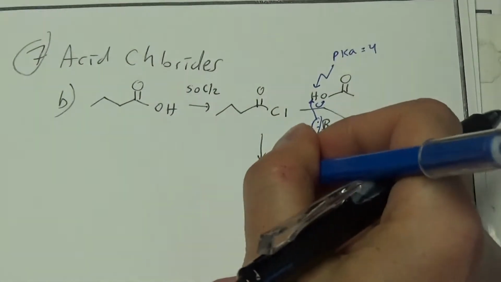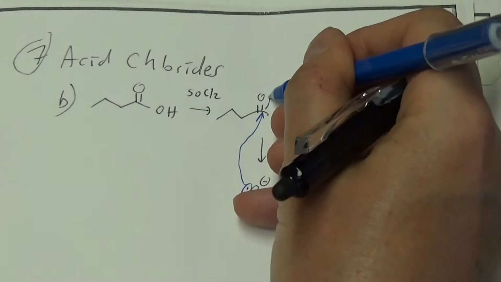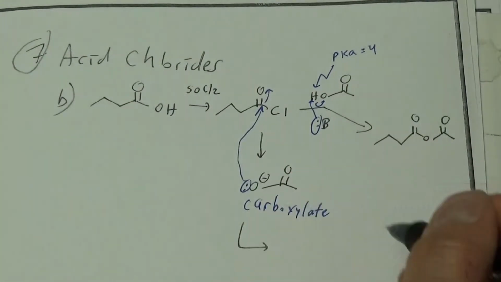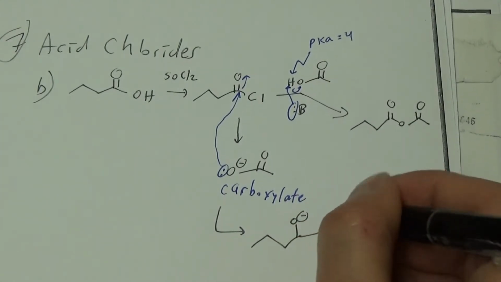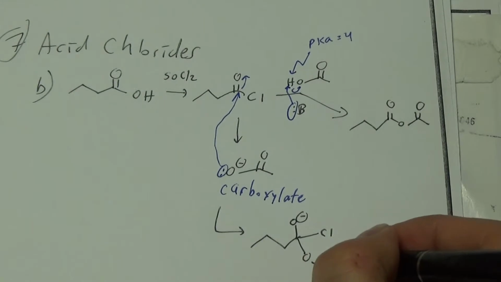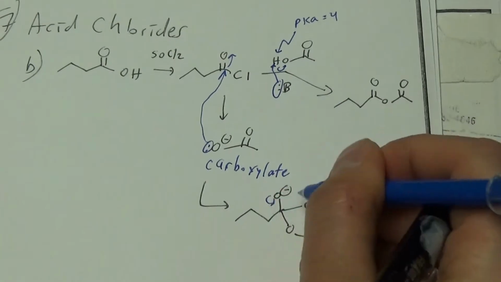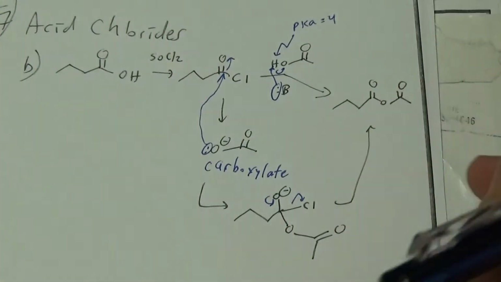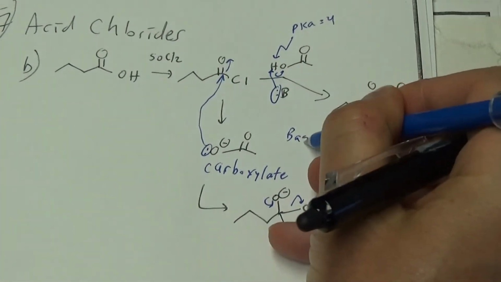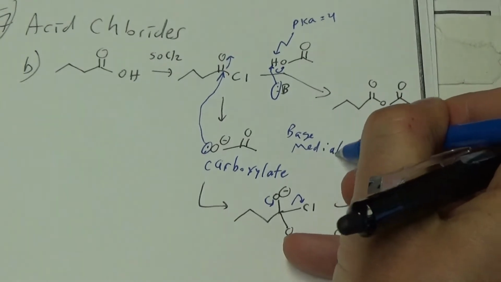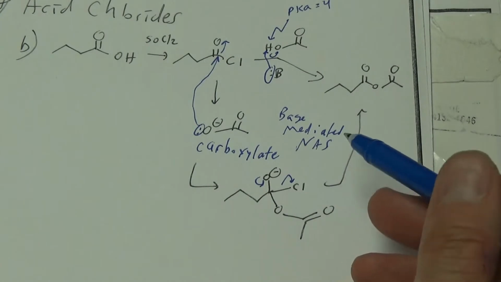Okay, and now we do our NAS reaction. The nucleophile attacks, electrons go up. Then what? Super easy. You've got your chloride still, you've got your oxygen, you've got that acetate group, and then the O minus kicks this off, and you get the product, right? That's actually pretty easy. This is a base-mediated NAS reaction. And NAS, again, is nucleophilic acyl substitution, right?